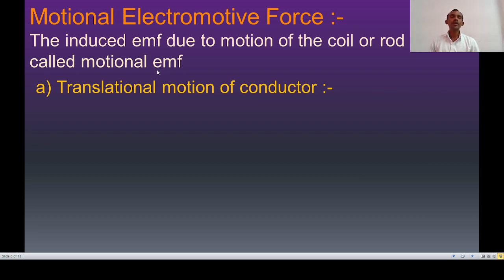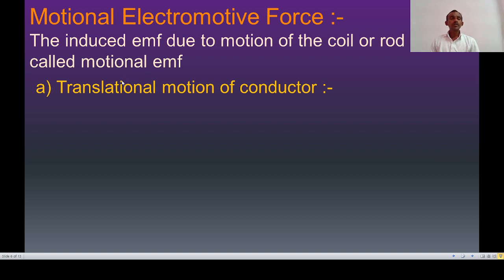So far we have seen induced EMF due to a change in magnetic flux. Magnetic flux Φ depends on the magnetic field, it depends on the area, and it depends on the angle theta. We are discussing magnetic flux. Now this induced EMF can be produced due to motion also. Therefore we call it motional EMF. Induced EMF due to the motion of the coil or rod is called a motional EMF.